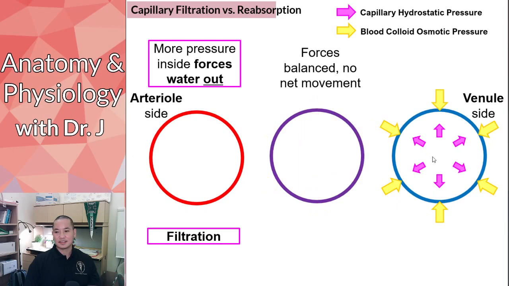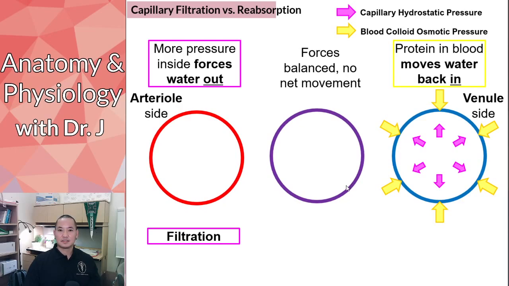Now over here on the venule side, which has the bigger arrows, the yellow or the purple? Who's going to win out, the blood colloid osmotic pressure or the capillary hydrostatic pressure? CHP is higher than BCOP on the arterial side, so there's more water being forced out. Yes, that's correct, on the arterial side. What we see here is that the yellow, because now the capillary hydrostatic pressure has dropped off, now the BCOP is going to take over. So the protein in the blood is going to move the water back in. So now we have more reabsorption of water at the venule side.